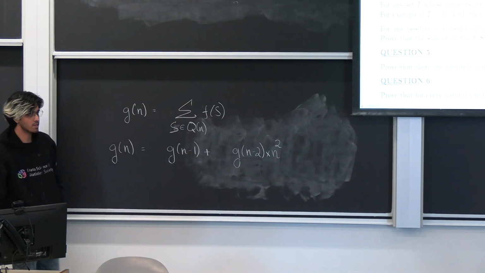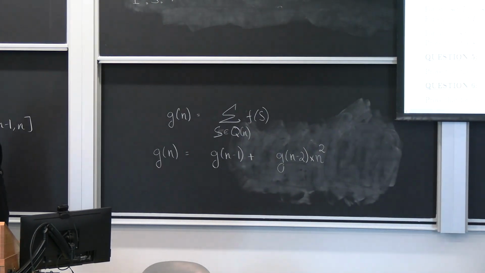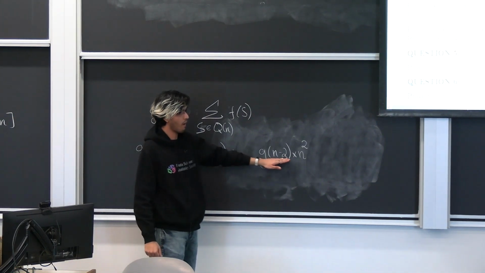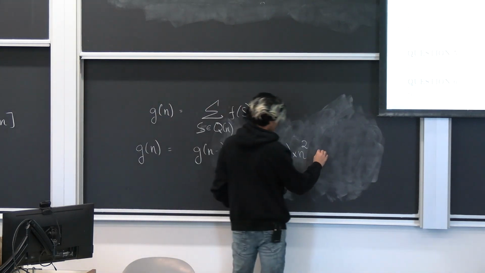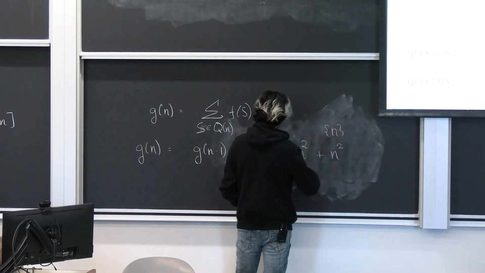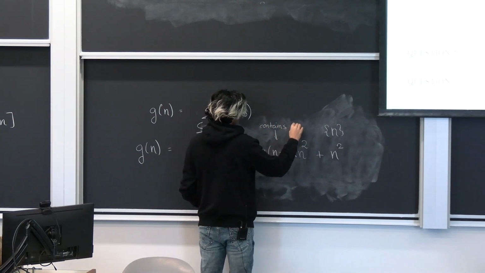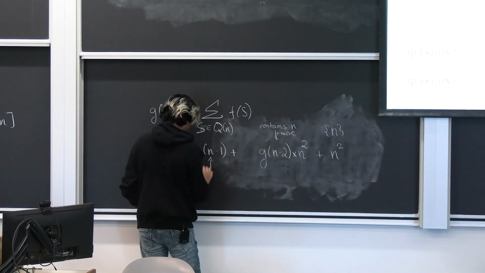We're missing one more case. We made one small assumption. There's another subset that contains n, but isn't accounted for in g of n minus 2. Just n, right? So this is just n. This is the case that contains n plus more.